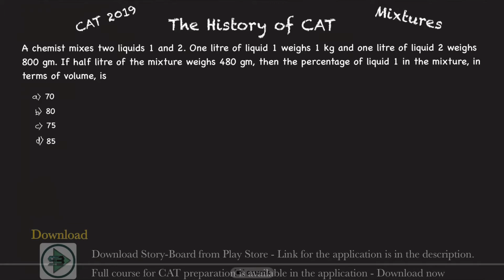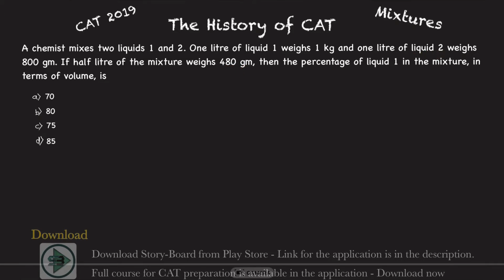Now in that 500 ml, you have liquid 1 and liquid 2. Right? I don't know what part of that 500 ml is liquid 1, what part of that 500 ml is liquid 2, but I know that the total weight of the mixture is 480 gram. That is what is being said to me. This 480 gram is from liquid 1 and liquid 2. I don't know what part of this 480 is from liquid 1, what part is from liquid 2. This is again a confusion.